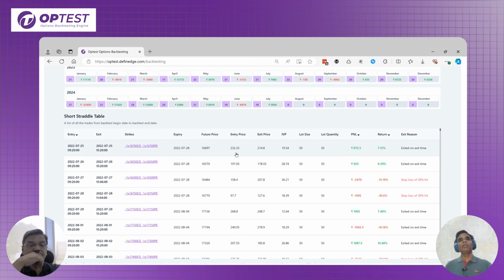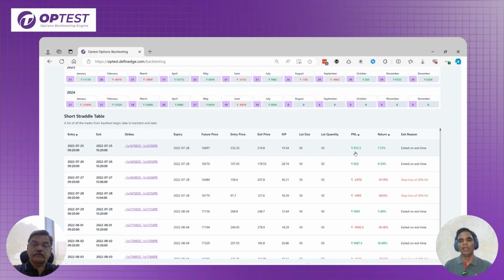What was the entry price of that strategy? So for combined short straddles, short call option and put option, you combine the premium, that will be your entry price. What is the exit price? And what is the implied volatility percentile when we entered that strategy? What was the lot size at that point of time? They keep changing, right? Sometimes it was 75, then 50, then 25. So we want to know what was the lot size at that point of time. And the lot quantity depends on how many lots you select.